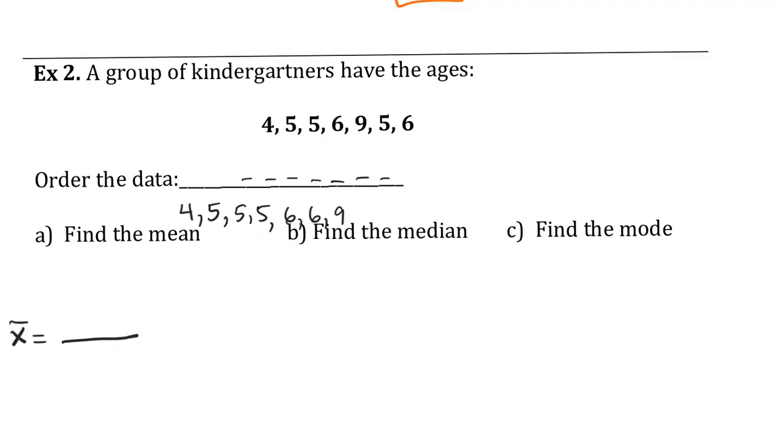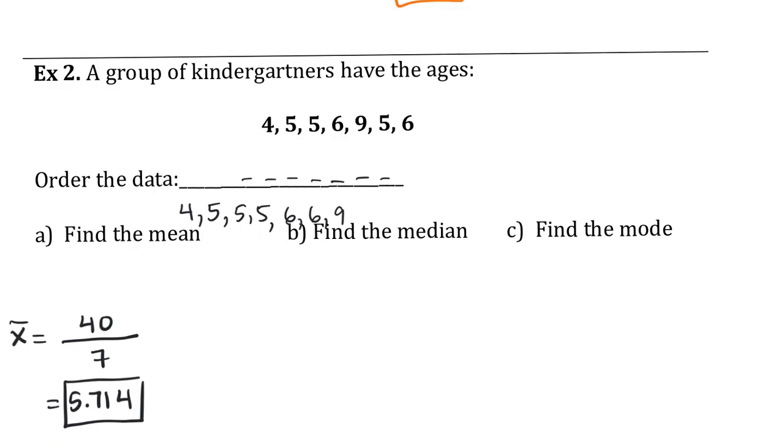In my calculator, I'm going to do 4 plus 5 plus 5 plus 5, and so on. I got 40 divided by, how many are there? 1, 2, 3, 4, 5, 6, 7. 40 divided by 7. Let's keep a few digits. How about 5.714? I'm going to keep 3 decimal places.